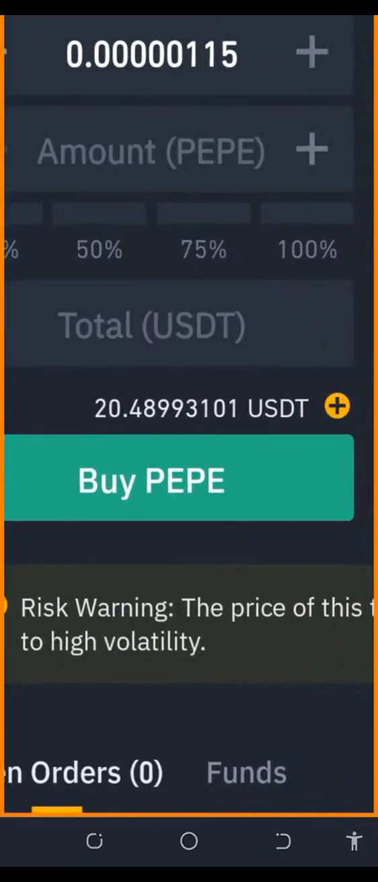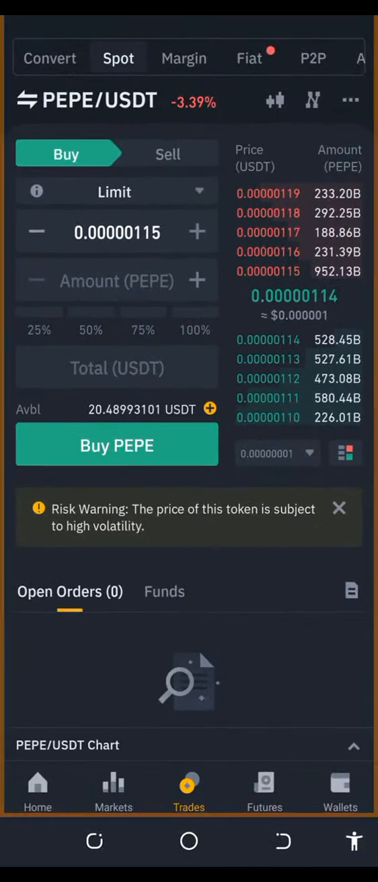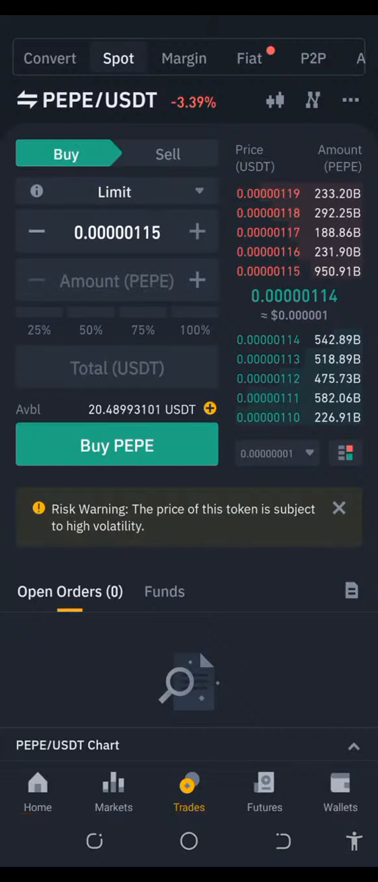We've got 20.4899. You can guess what that is. This shows that we've got about 48 cents, about 49 cents, almost 50 cents profit, and that's about 2.5%. Let's just say 2.4%. And that was really cool. Of course, that took a little bit of time.